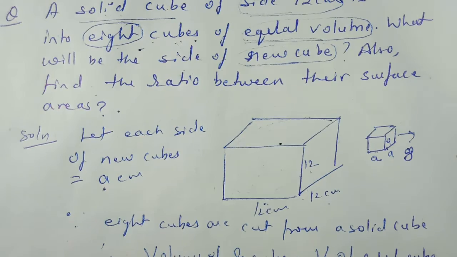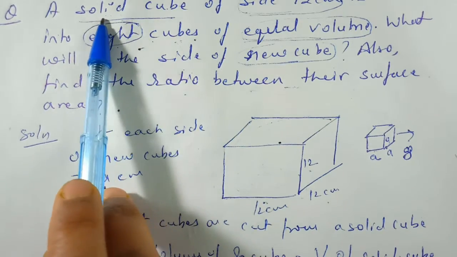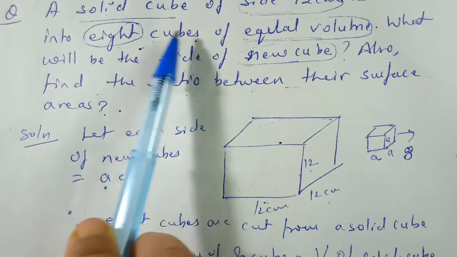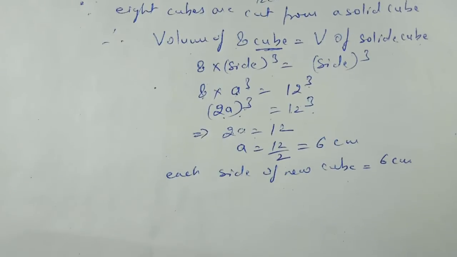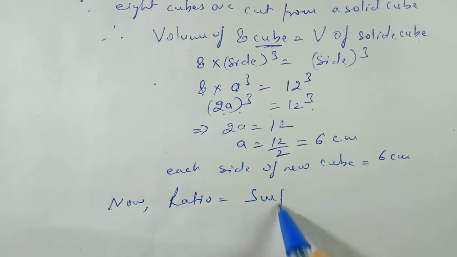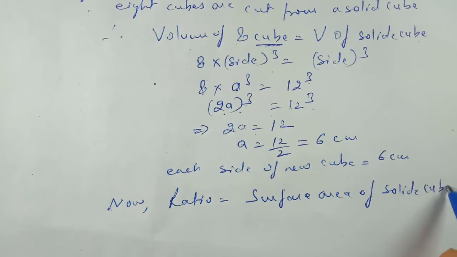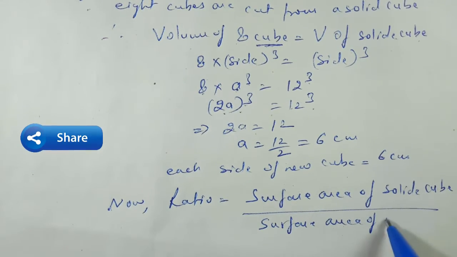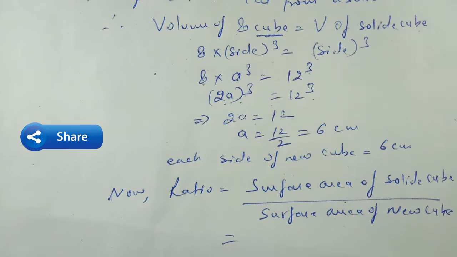This is the first part of the question. In the second, we have to find the ratio between their surface area. It means we have to find the ratio of the surface area of the solid cube and the new cube. When we are taking the new cube, we have to take only one cube because the measurement of each is the same. Now, ratio equal to surface area of solid cube divided by surface area of new cube.